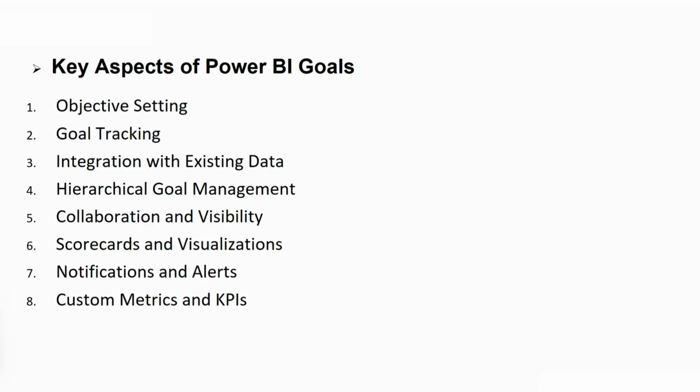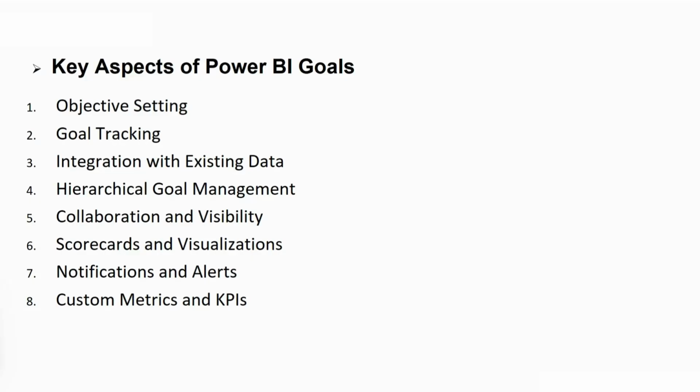The next one is notifications and alerts. Users can set up notifications and alerts within Power BI Goals to receive updates when certain thresholds are met or when there is a significant change in the goal status. This ensures that the stakeholders are always informed and can take action when necessary.